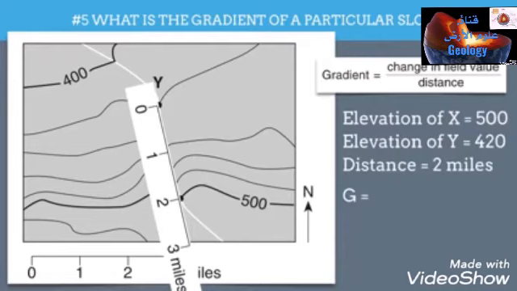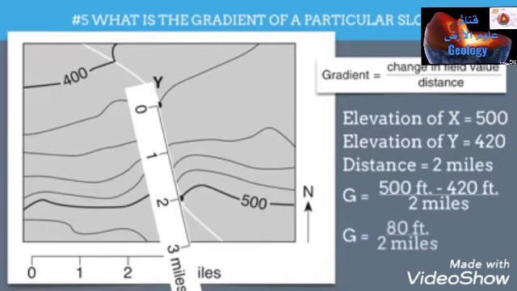So the gradient's going to equal the change in the elevation, which would be 500 feet minus 420 feet, divided by the distance of 2 miles. You can simplify 80 feet divided by 2 miles, and you get an answer of 40 feet per mile. So what this means is that if you were to walk down this hill from X to Y, for every mile you traveled, you would be getting 40 feet lower.